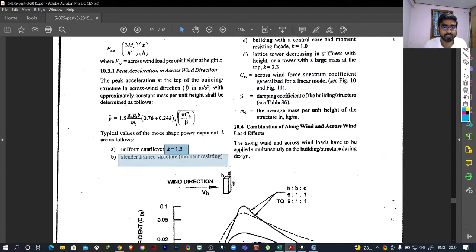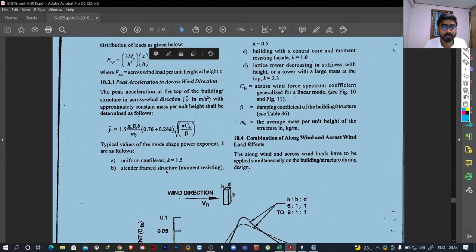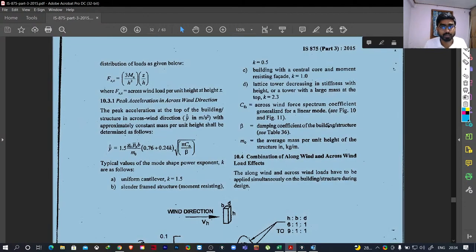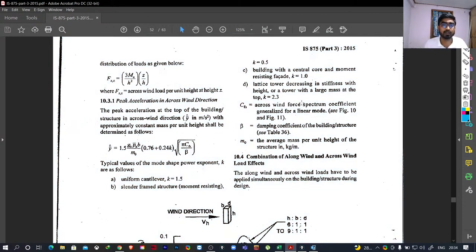Slender frame structure, you can write the moment resisting frame, in that case the K value will be 0.5. Building with central core and moment resisting facade, okay, means you have the core walls and, say, a moment resisting facade, means surrounding this core wall you have the columns and beams, the frame structure, then you can take K value as 1, and for lattice towers, like open structures, like towers, it is 0.3.